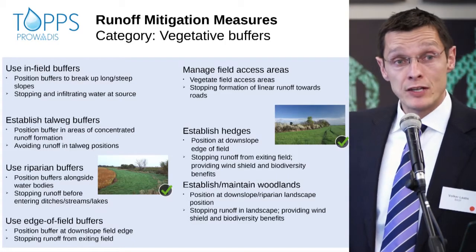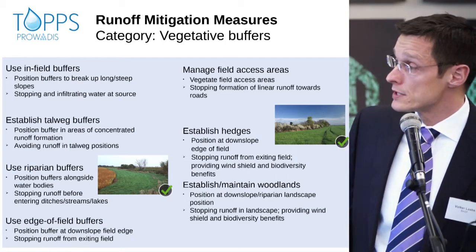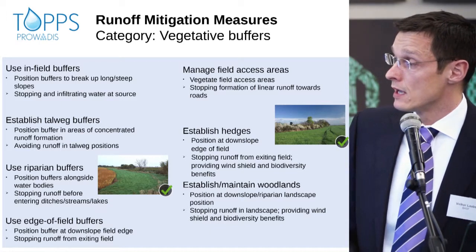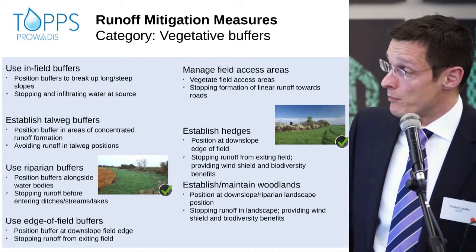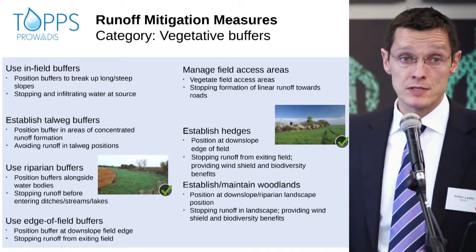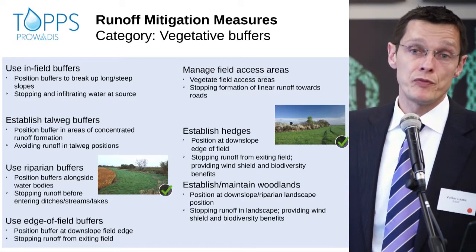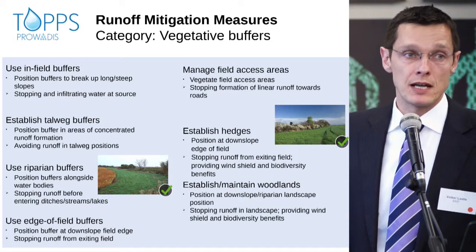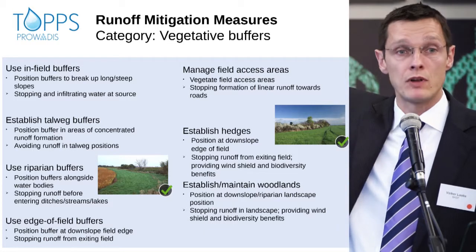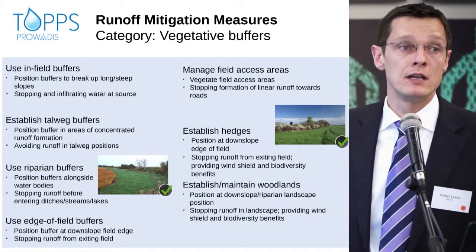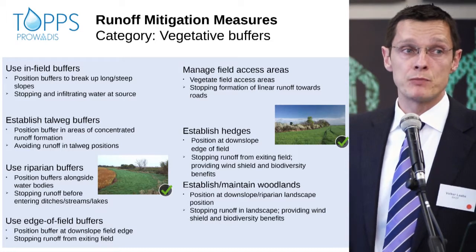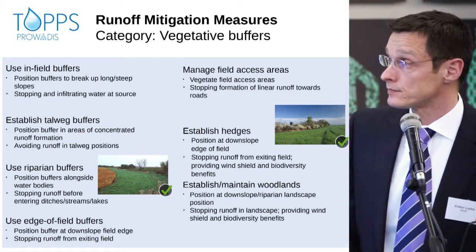Next category is vegetative buffers. The first 4 ones are really about where to position the buffers. Starting with the riparian buffers, there we are downslope, it's the line of last defense. Often it's not even enough to have a small buffer right beside the stream, because if you have concentrated runoff already arriving at the top of the buffer, then it usually breaks through. So we need to disperse it close to the source.